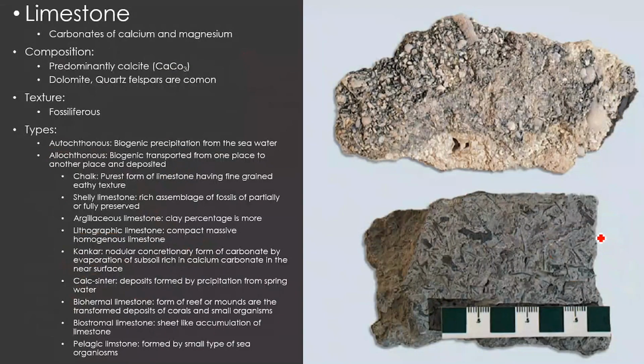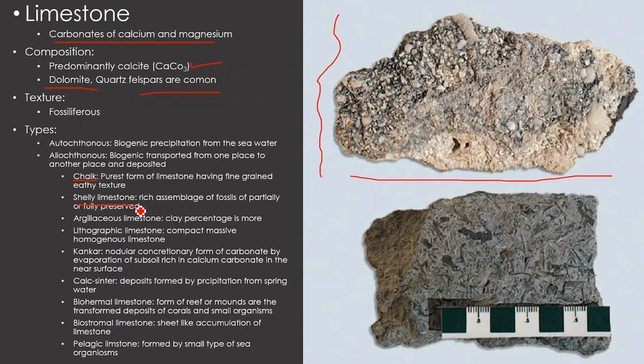Now the second category is the non-clastic, where biological or chemical processes originate the rock types. This we call limestone, composed of carbonates of calcium and magnesium. They are predominantly made up of calcite and dolomite, and quartz and feldspar are common in this kind of structure. There are a number of different varieties in that also. At this stage, you may not be able to identify all these varieties by their look, but it is better to be familiar with the terminology.